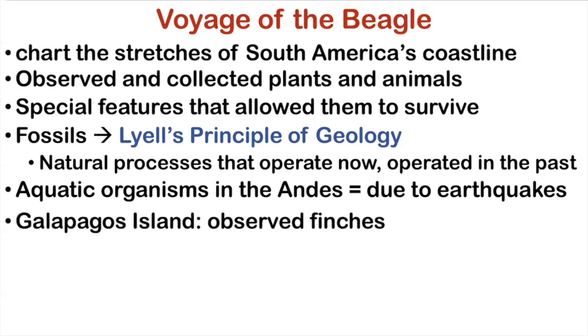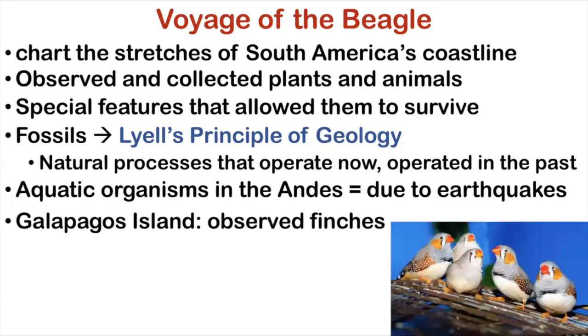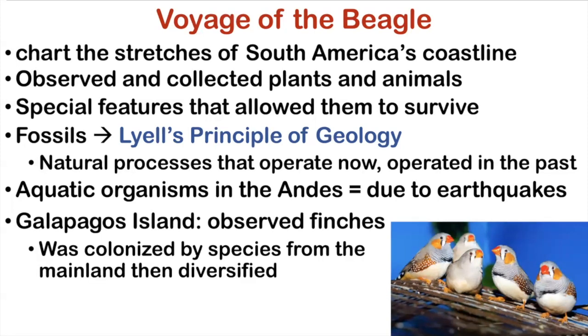Finally, the voyage of the Beagle reached the Galapagos Islands where Darwin observed finches. This is a type of bird. The finches eventually became the basis for his theory of evolution. He observed that there were finches unique to this island, while others resembled the mainland species. This helped him hypothesize that the Galapagos Islands were colonized by species from mainland South America and then diversified because of the surroundings there, giving rise to different species on different islands.